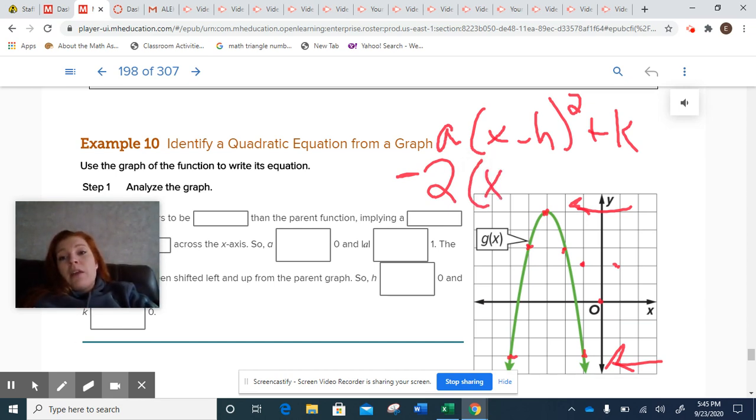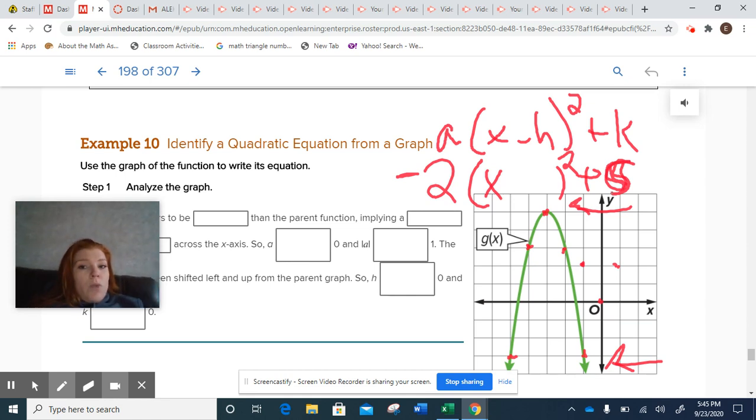Now we do the easy part, left, right, up, and down, right? So I focus on the middle, focus on that vertex. Looks like I went up 1, 2, 3, 4, 5. I moved it up 5. So I'm going to put a plus 5 in the back. Ooh, that's not a 5. Okay, a plus 5 in the back.